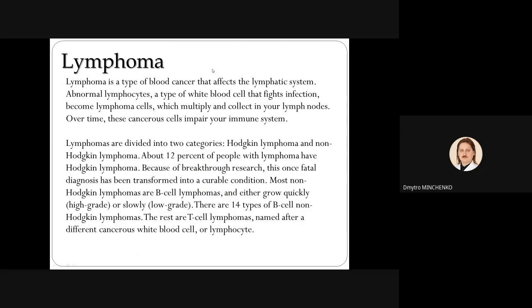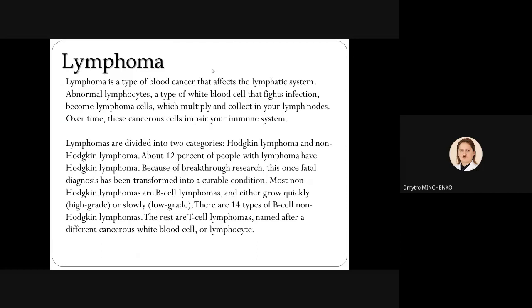Lymphoma. Lymphoma is a type of blood cancer that affects the lymphatic system. Abnormal lymphocytes, a type of white blood cells that fight infections, become lymphoma cells, which multiply and collect in the lymph nodes. Over time, these cancerous cells impair your immune system. Lymphomas are divided into two categories: Hodgkin's lymphoma and non-Hodgkin's lymphoma. About 12% of people with lymphoma have Hodgkin's lymphoma. Because of breakthroughs in research, this once fatal diagnosis has been transformed into a curable condition.